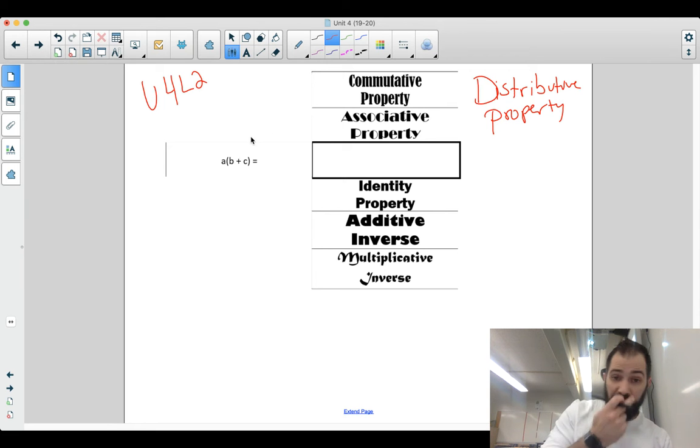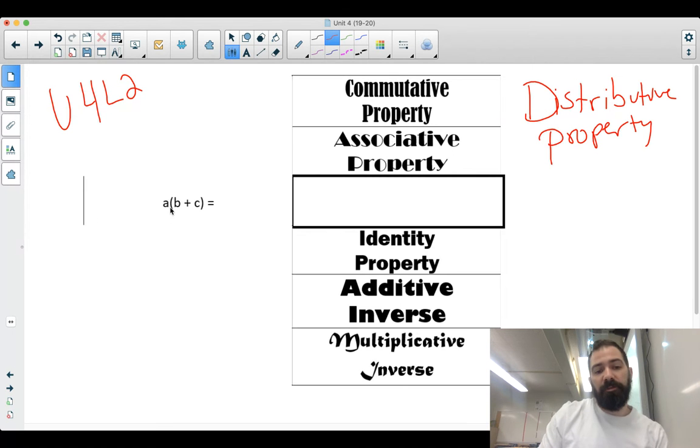Here's our example, kind of our rule. When we work with the distributive property, we want to take the number on the outside and distribute, or evenly give, it to all of the numbers or terms on the inside of the parentheses. So I want to give this A to the B, and I want to give this A to the C. We do that through multiplication, so it looks like A times B plus A times C.